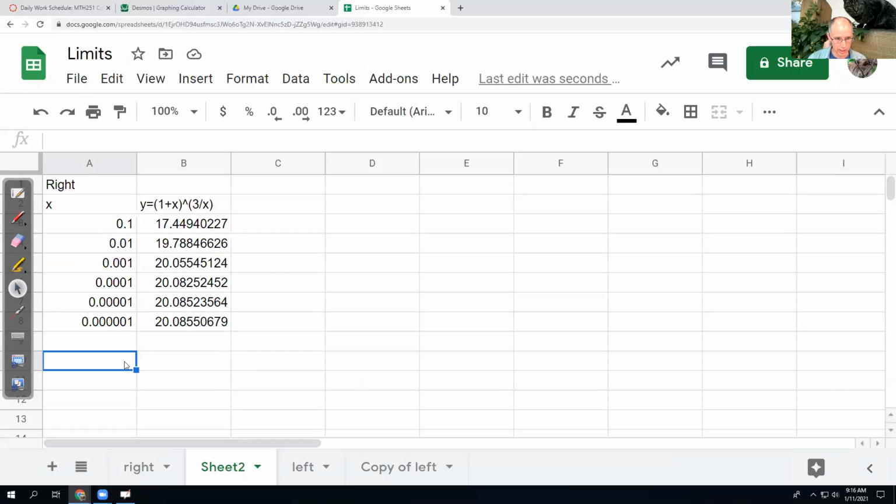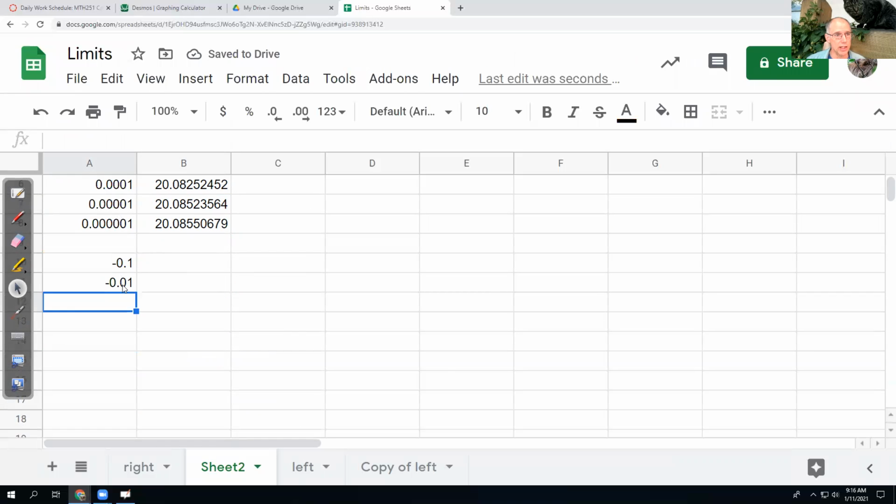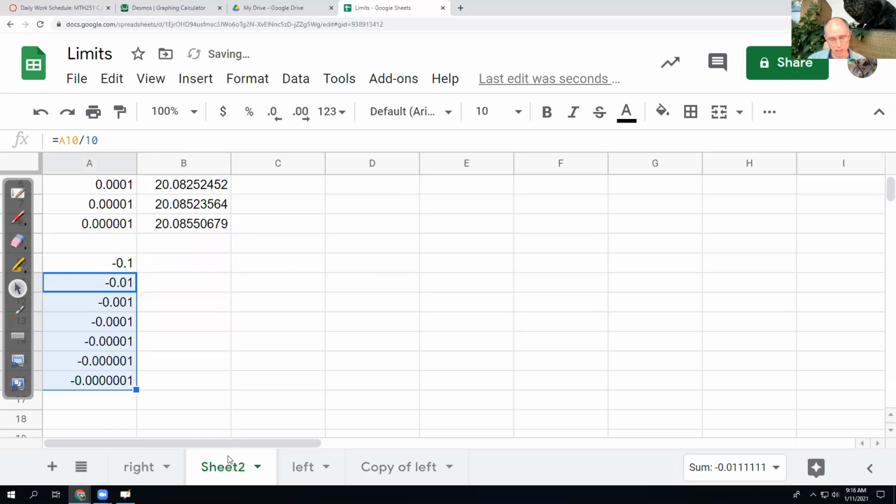The other side would be basically these numbers, but negative. So 0 is negative 0.1. And I'm going to do this in an easier way so I don't have to type so many zeros. I'm just going to say take the number above, divide it by 10. And then if I fill that formula down, it'll just keep dividing by 10. And I'm sure you've done stuff like this on a calculator where you just keep hitting divide by 10, equals, equals, equals. So it's a similar idea.